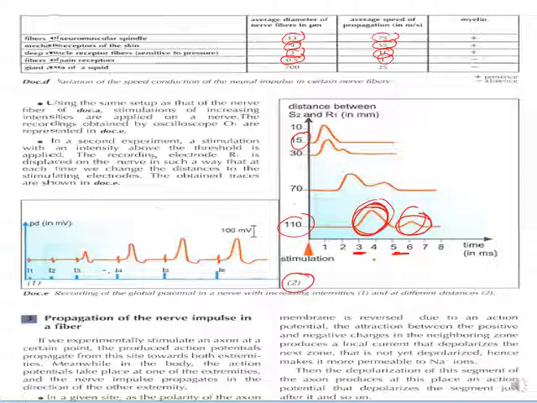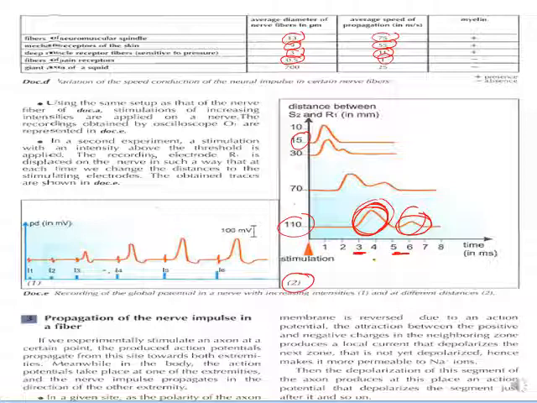Okay, propagation of the nerve impulse in a nerve fiber. If you experimentally stimulate an axon at a certain point, the produced action potential propagates from the site toward both extremities. Meanwhile, in the body, the action potentials take place at one of the extremities, and the nerve impulse propagates in the direction of the other extremity.